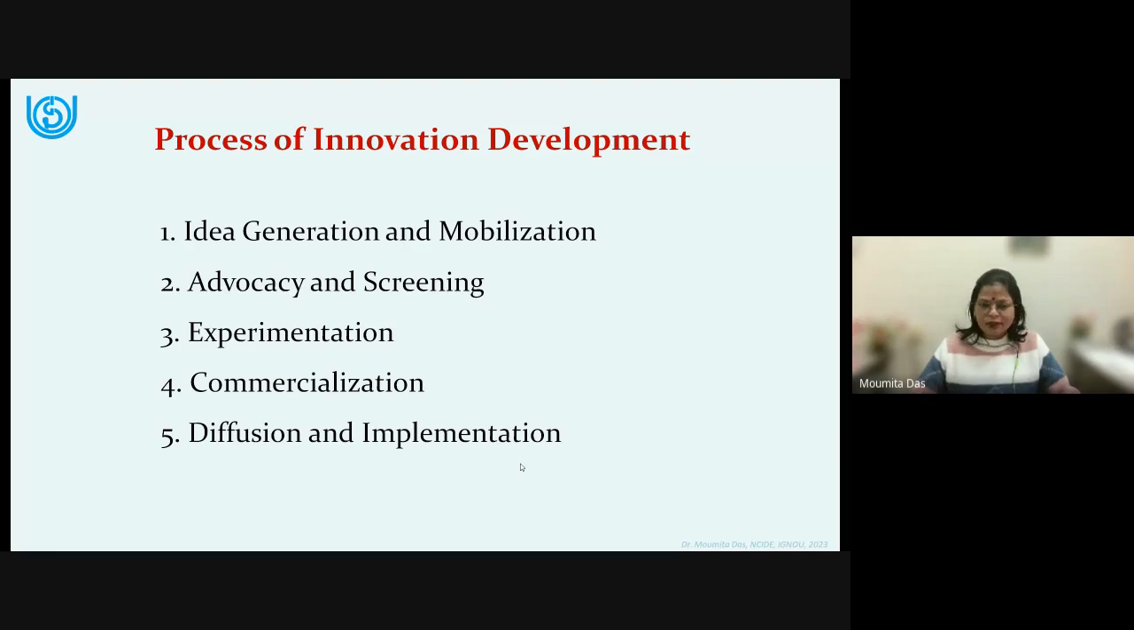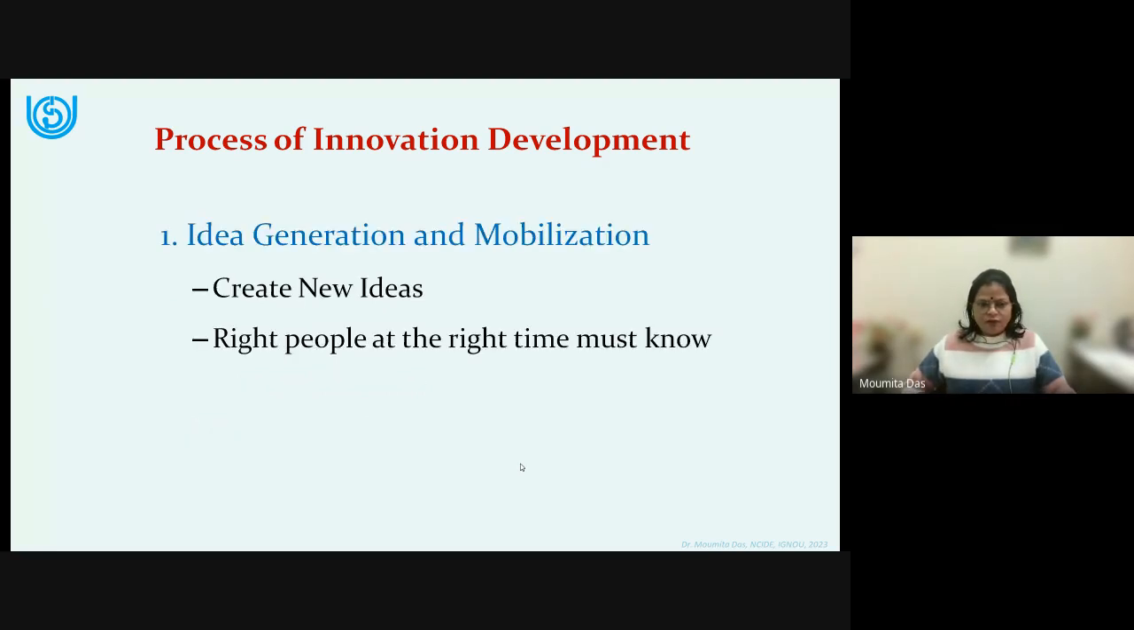The first step, as many of you have said, is idea generation and mobilization. So we will attempt to understand what the terms mean. The second one is advocacy and screening. The third one is experimentation. The fourth one is commercialization. And the fifth one is diffusion and implementation. So what is the first step? The first step is idea generation and mobilization.